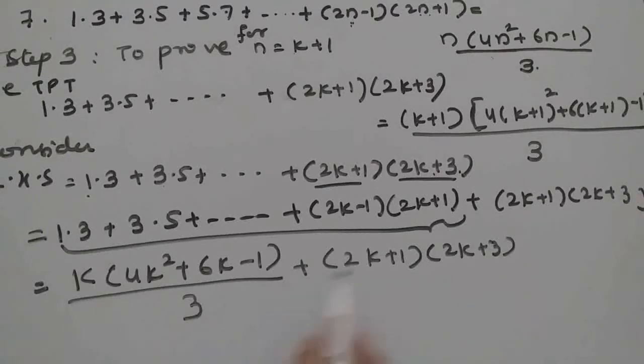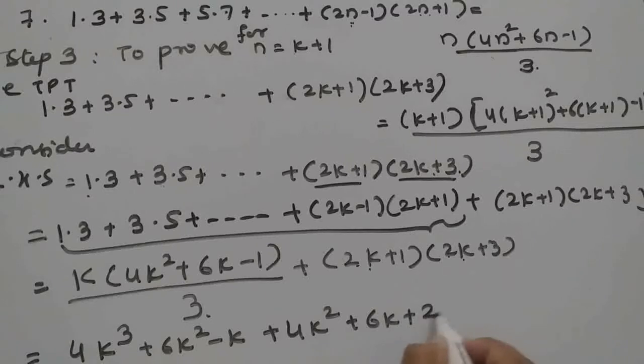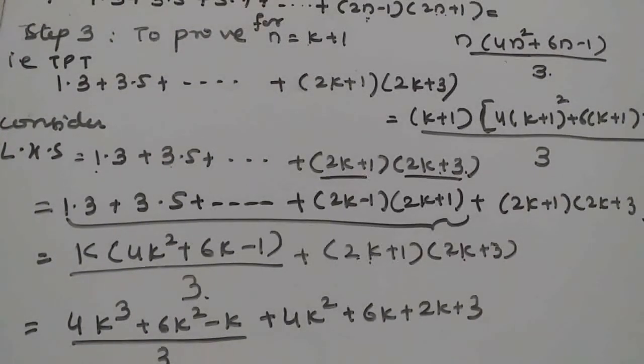Now what we will do, we will cross multiply here, or first we can open this bracket here, and this bracket also we can open. We can multiply this bracket with k, so 4k cube plus 6k square minus k, and here open the bracket, so 4k square plus 6k plus 2k plus 3. Till here the denominator is 3. Now we will cross multiply this.